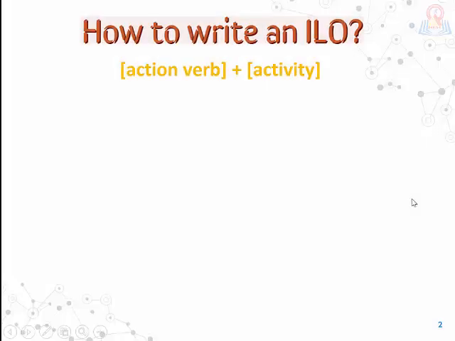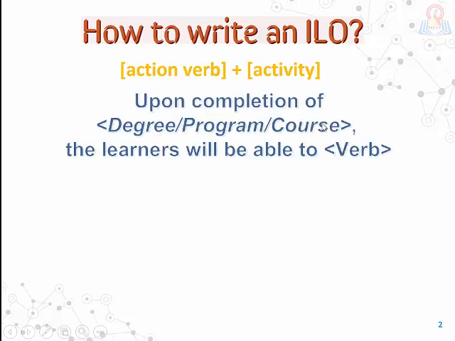First, we have to see the format of the learning outcome. The format must have two important parts. One is the action verb. The second part is the activity. This is the format. This is the way we have to write the intended learning outcome.